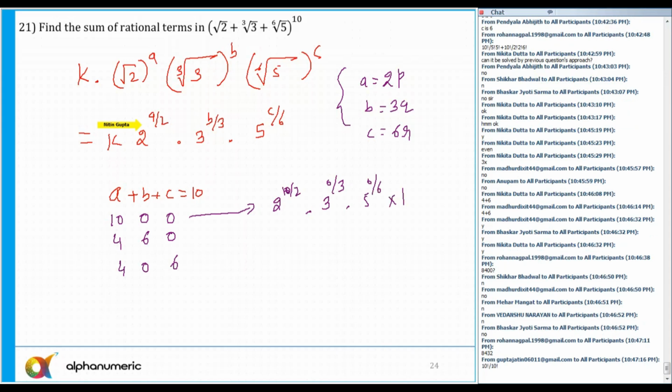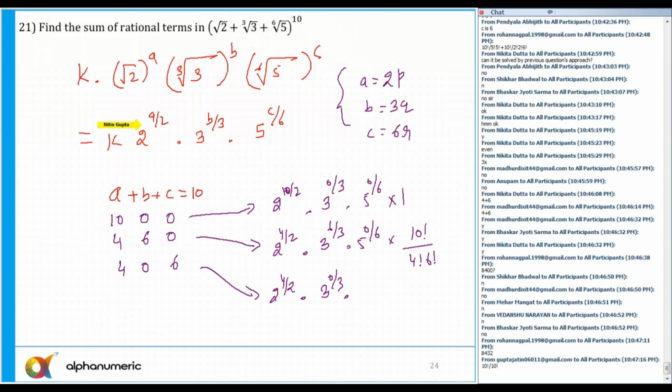In the second case, A is equal to 4, so it means 2 raised to power 4 by 2. B is equal to 6, so 3 raised to power 6 by 3. And 5 raised to power 0 by 6. And into factorial 10 by factorial 4 into factorial 6. Okay, and in this case, A is 4, so that is 2 raised to power 4 by 2. B is equal to 0, so 3 raised to power 0 by 3. C is equal to 6, so 5 raised to power 6 by 6. And into factorial 10 by factorial 4 into factorial 6.